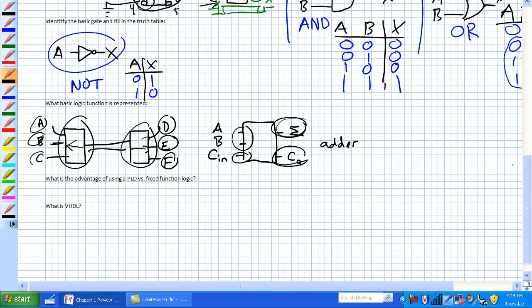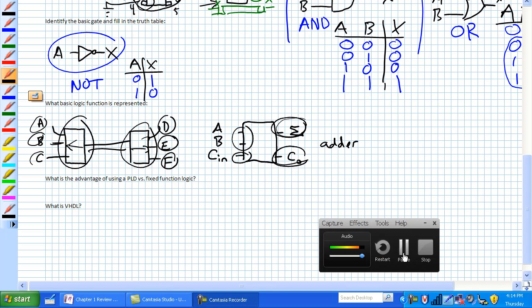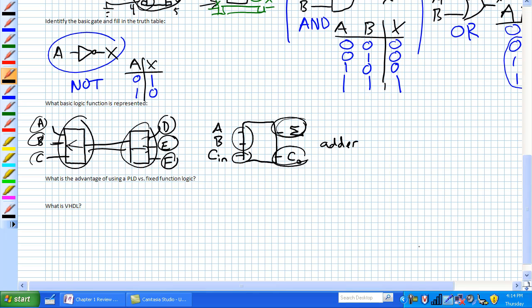Okay. Last questions here. We're almost there. Okay, what is the advantage of using PLD versus fixed function logic? So let's go ahead and pause. Okay, so what do you think of that? All right. PLDs. First off, you got to know what PLD is. It would be hard to answer this question not knowing what it is. PLD is a programmable logic device. What's fixed function logic? It's using these basic things right here. So this guy: multiplexers, demultiplexers, code converters, decoders, encoders, counters, registers, comparators, everything.